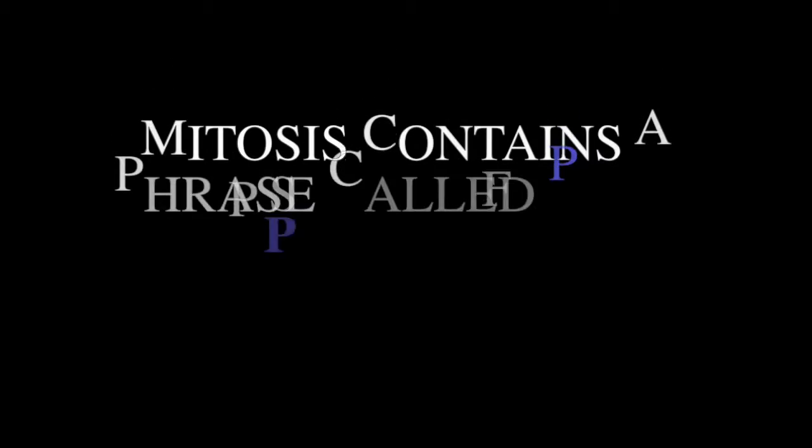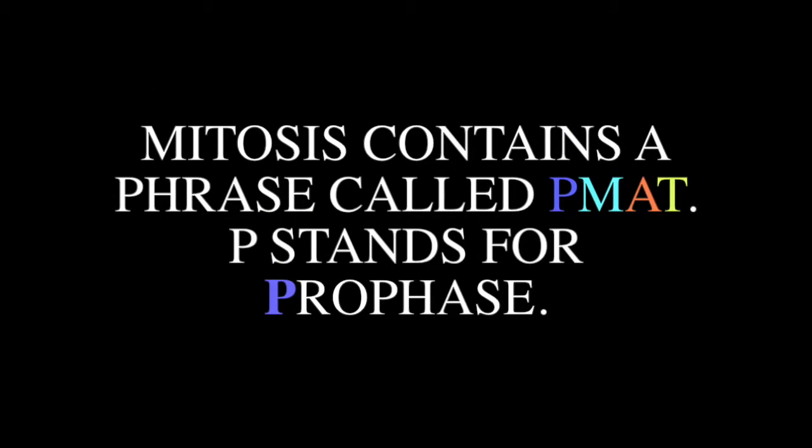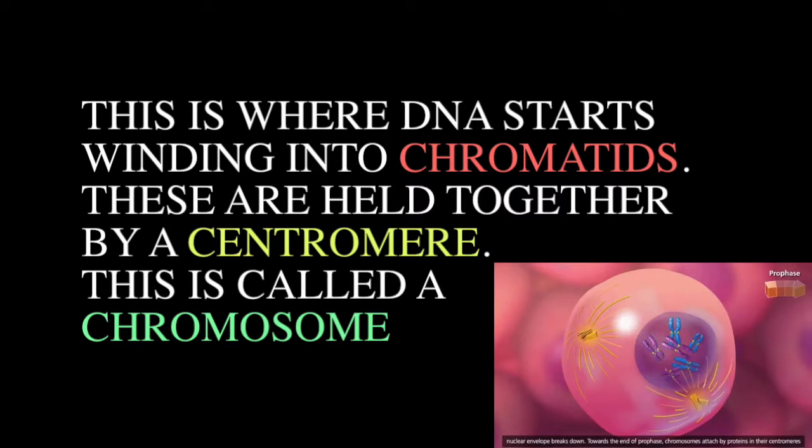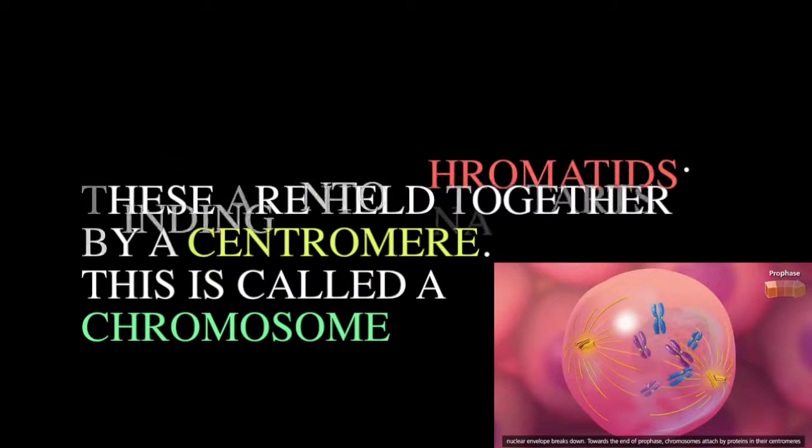Mitosis. Mitosis contains a phrase called PMAT. P stands for prophase. This is where DNA starts winding into chromatids. These are held together by a centromere. This is called a chromosome.